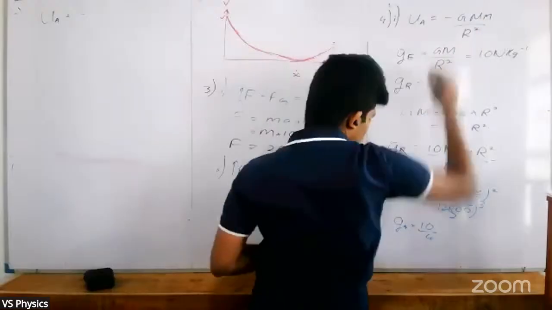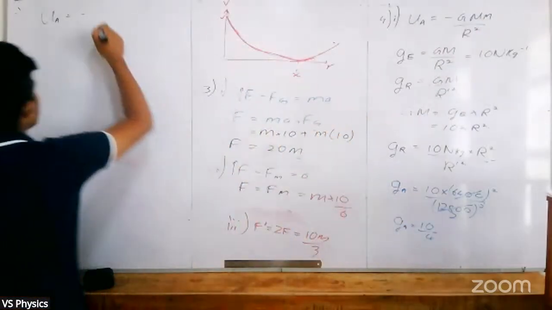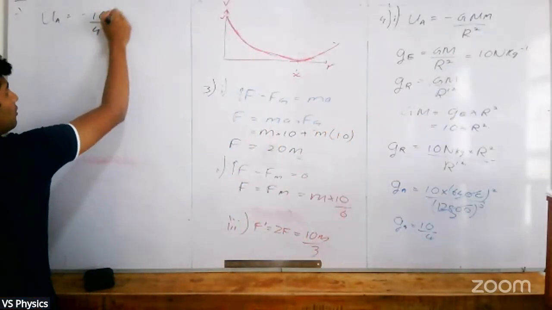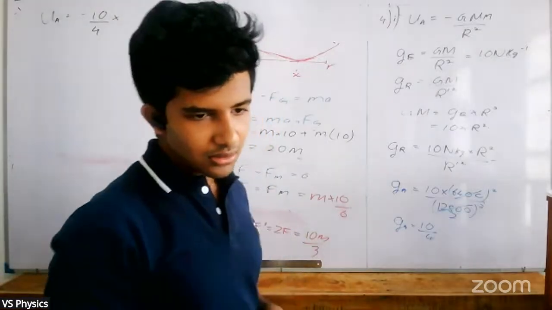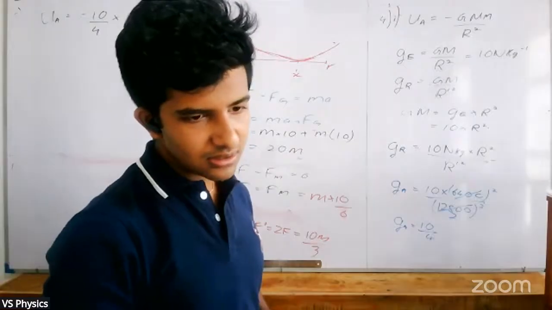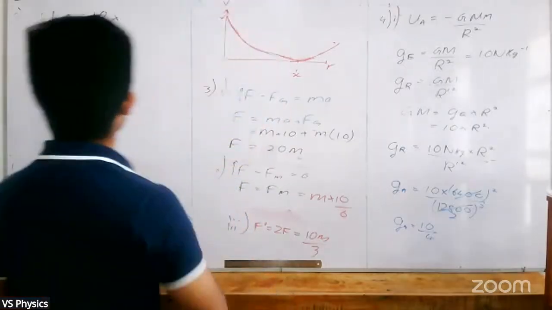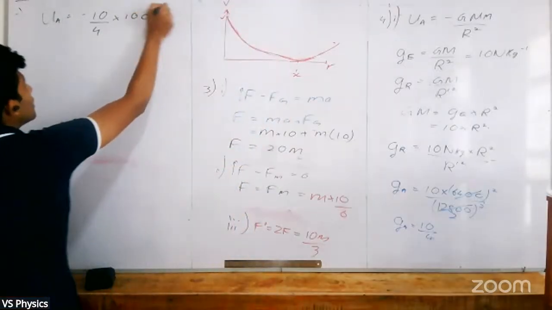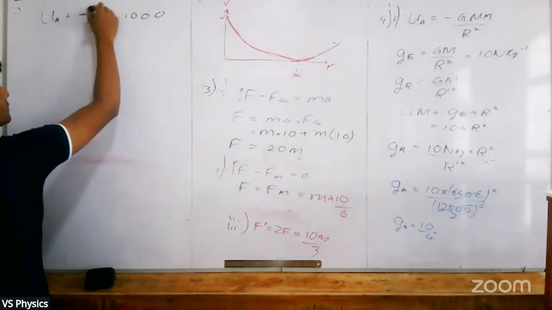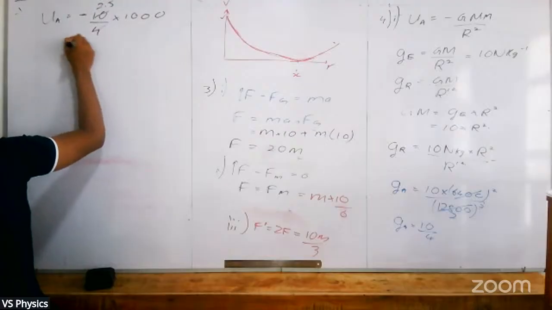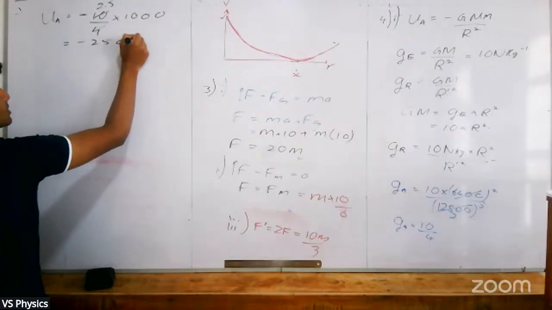GM over R square එකට value එක මොකක්ද? 10 over 4 නේ. 10 over 4 times mass. What is the mass of the object? Do you have a certain mass of the object? Yes, 1000 times 1000. එතකොට මෙතනට එනවා this will give us minus 2500 joules.